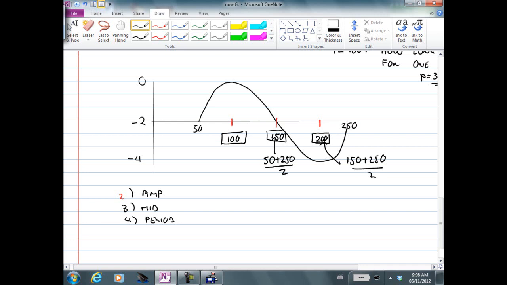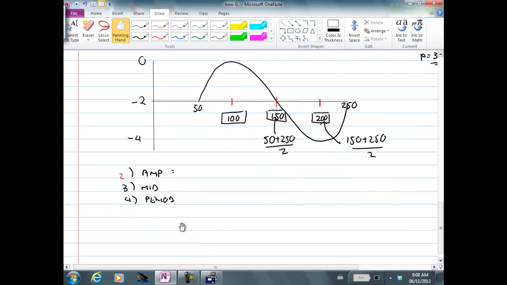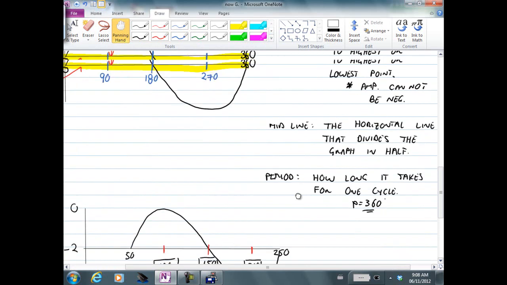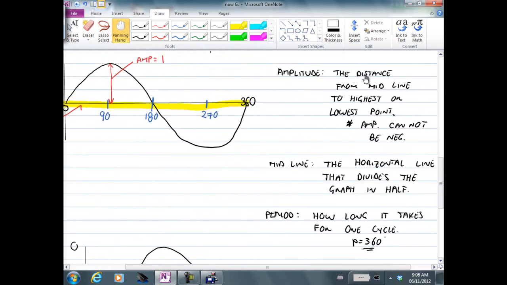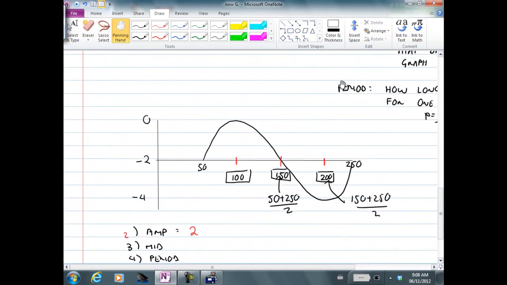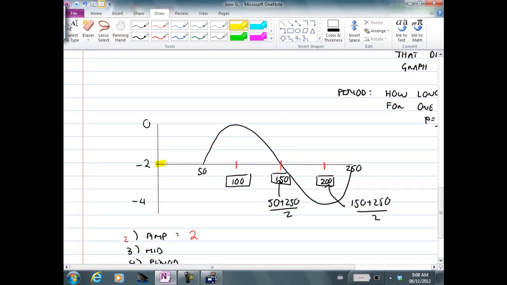That's easy. Here comes the fun part. Amplitude. Not 0. Amplitude. 2 is correct. Because amplitude, let's go back to my definition. Amplitude, the distance, the key word here is distance, from the midline to the highest or lowest point. This is my middle line, agree? That's my middle line. Amplitude is from here to here. What is the distance from -2 to 0? The distance is just 2.